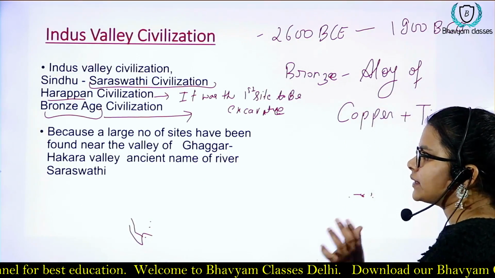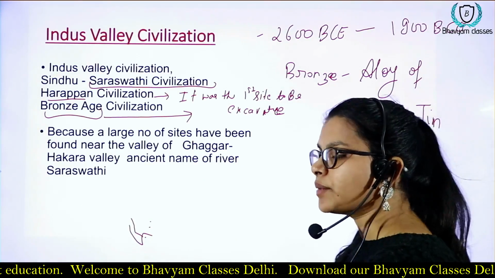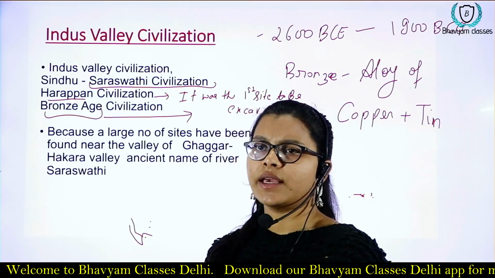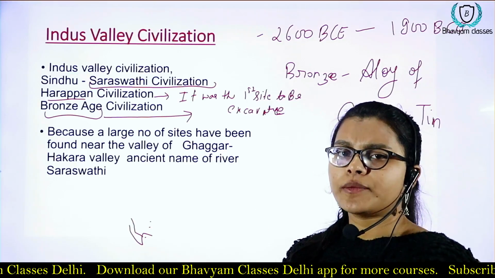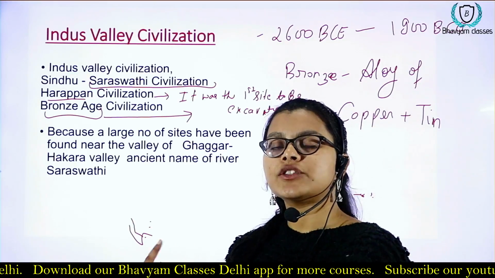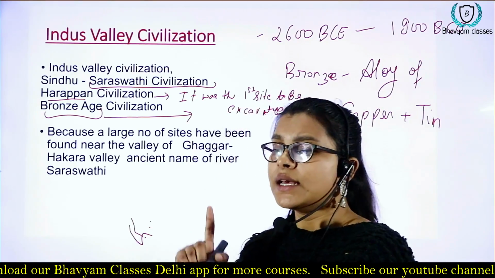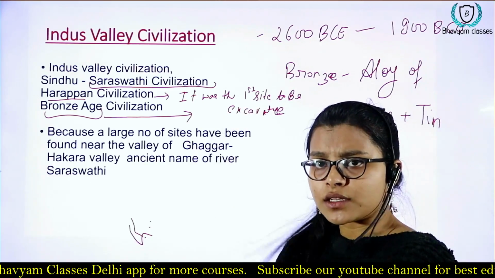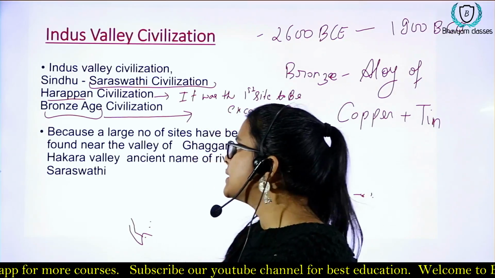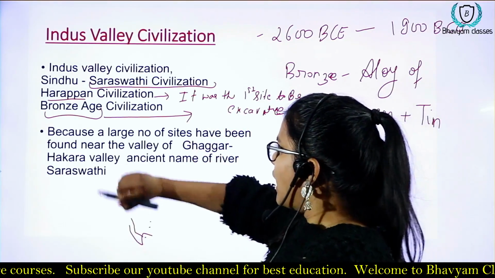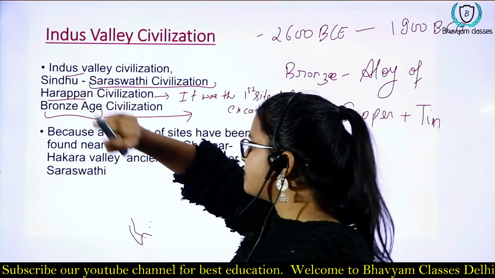And we call it the Saraswati civilization. Earlier, historians used to debate or fight over the name. They say no, it should be known as the Harappan civilization. Some say it should be known as the Indus Valley civilization. Some say it should be known as Saraswati civilization, and some say that it should be known as the Bronze Age civilization.